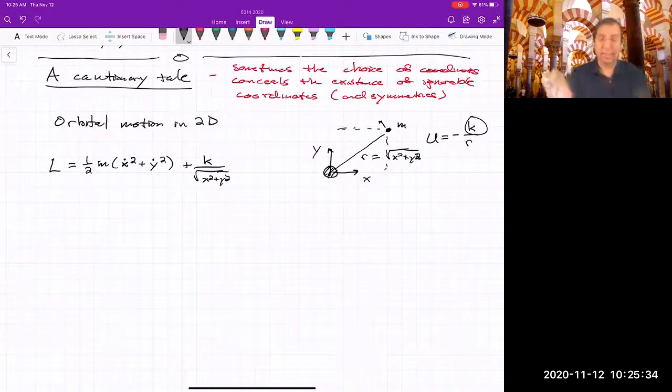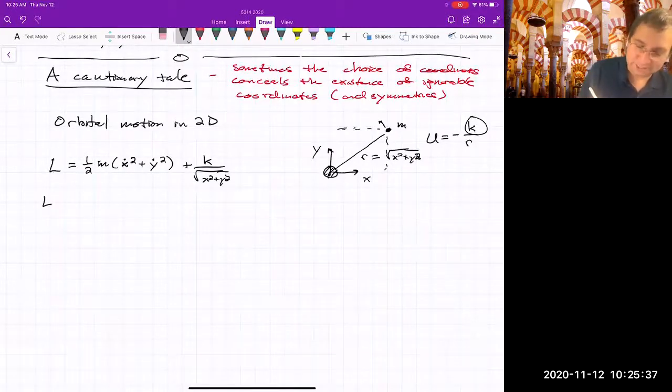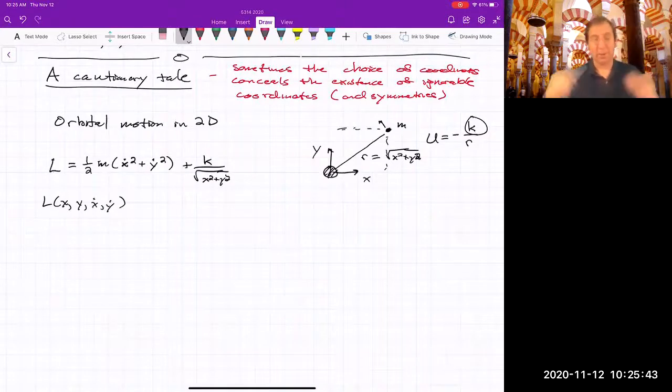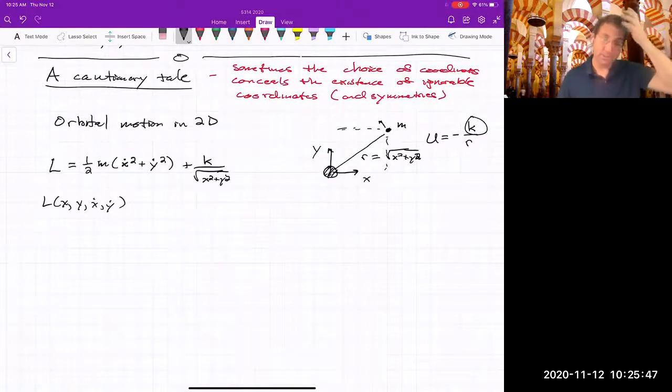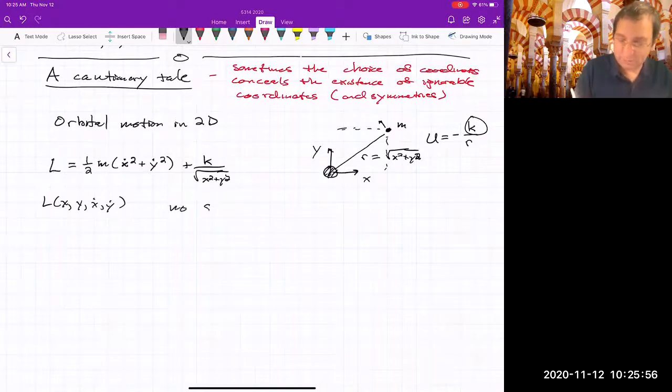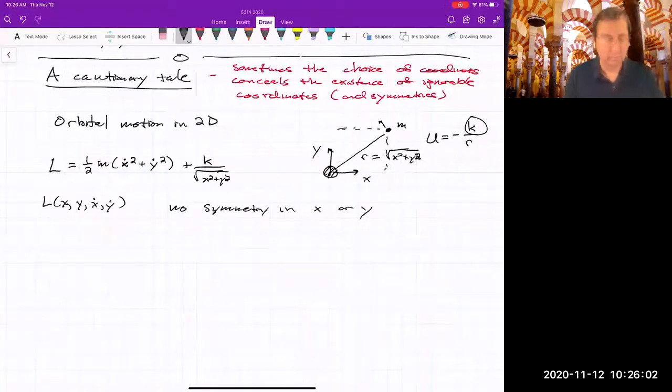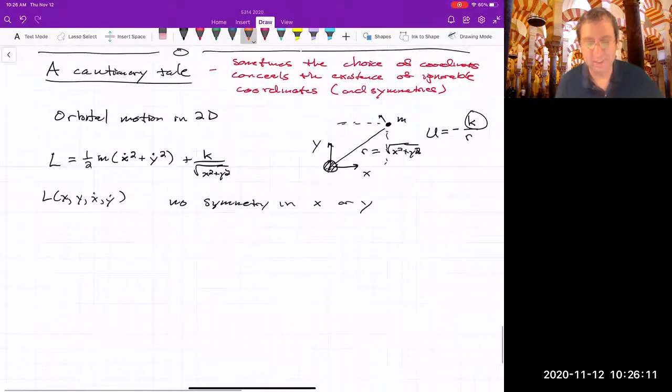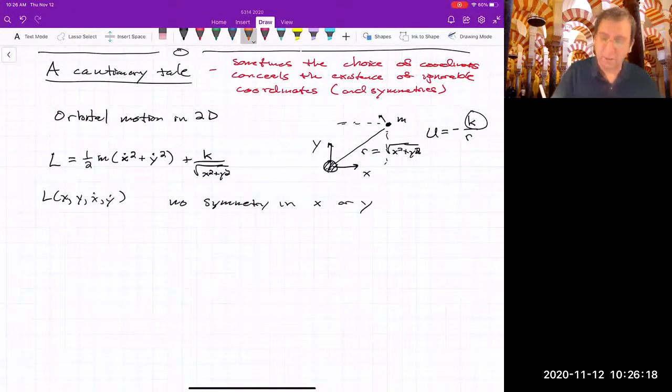Well, this thing has full dependence. Notice this depends fully on X, Y, X dot, and Y dot. So we might just say, oh, well, this doesn't have any symmetry because there's neither X nor Y as an ignorable coordinate. Well, okay, yeah, there's no symmetry in X or Y. But if you've done anything with orbital motion, there should be something else going on here. There should be conservation of angular momentum. What did I do wrong?